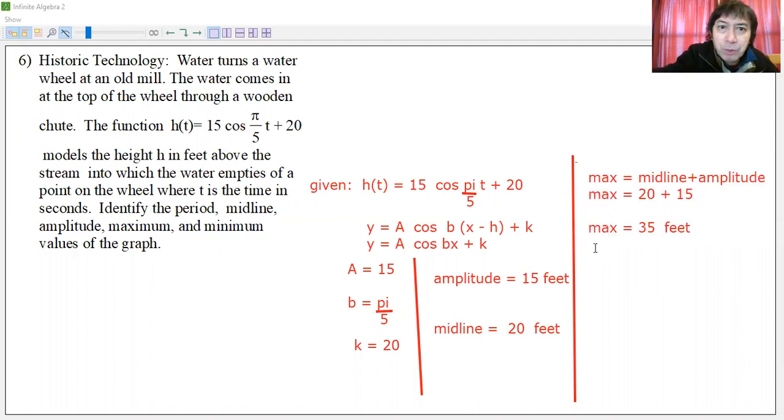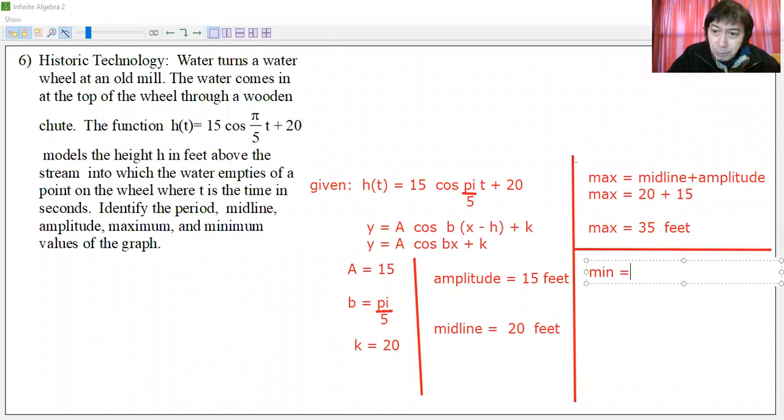And so we'll continue with the minimum, okay? For the minimum, this is equal to the midline minus the amplitude. Okay, we're going to subtract the amplitude this time. So we have minimum is equal to 20 minus the 15, and we will get 5 feet.